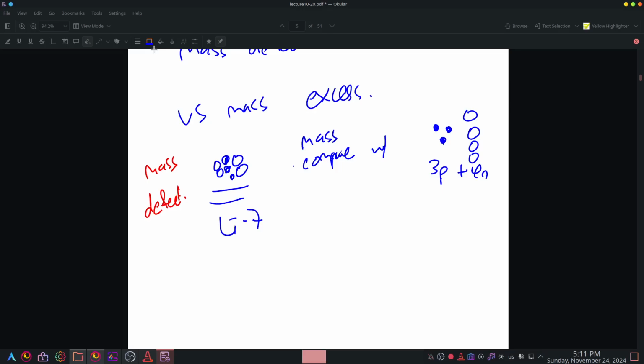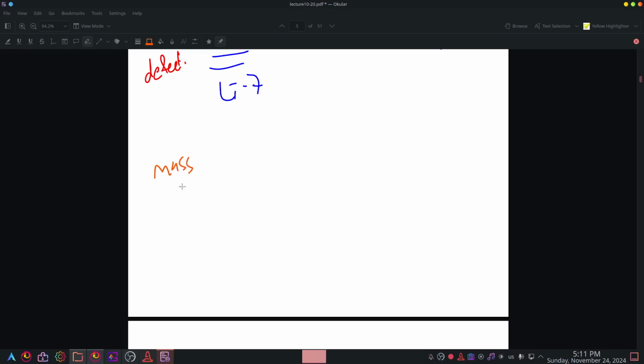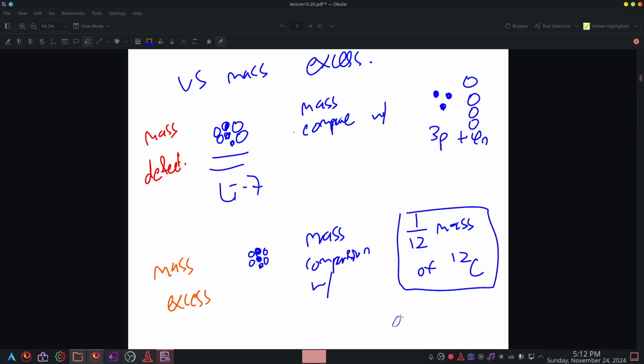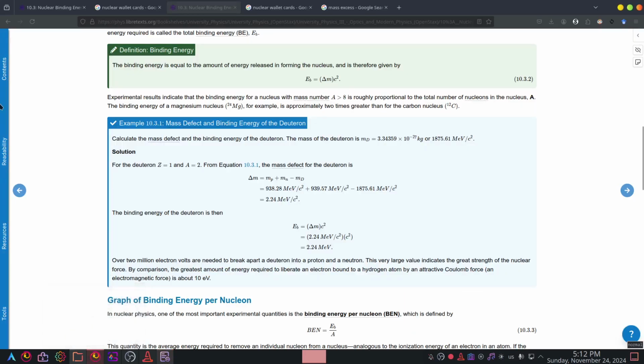So what's mass excess? Let me write this in orange. Mass excess is, let's say, your lithium-7 again. What do you compare with? You have a mass comparison with 1/12 the mass of carbon-12. Why carbon-12? Carbon-12 is the standard nucleus against which all other particles are weighed. 1/12 the mass of carbon-12 is what we call the atomic mass unit.